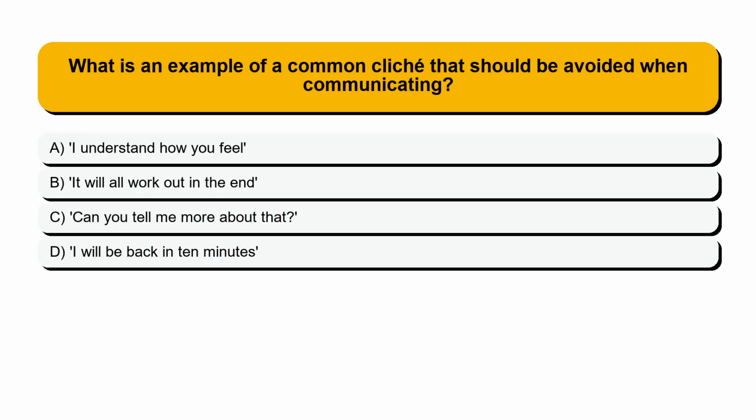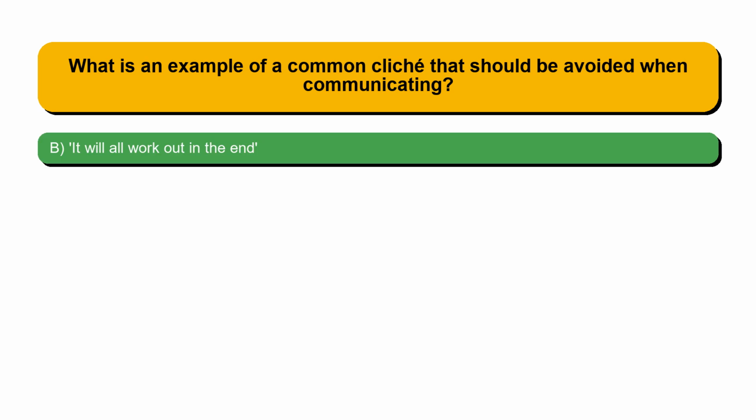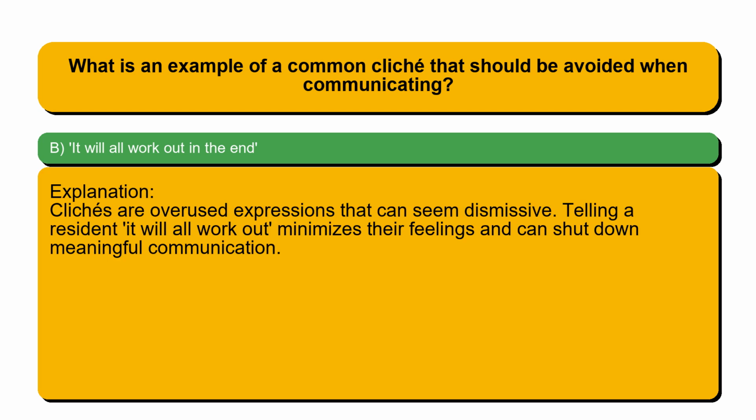Question 16. What is an example of a common cliché that should be avoided when communicating? Option A, I understand how you feel. Option B, it will all work out in the end. Option C, can you tell me more about that? Option D, I will be back in 10 minutes. The correct answer is option B, it will all work out in the end. Clichés are overused expressions that can seem dismissive. Telling a resident it will all work out minimizes their feelings and can shut down meaningful communication.